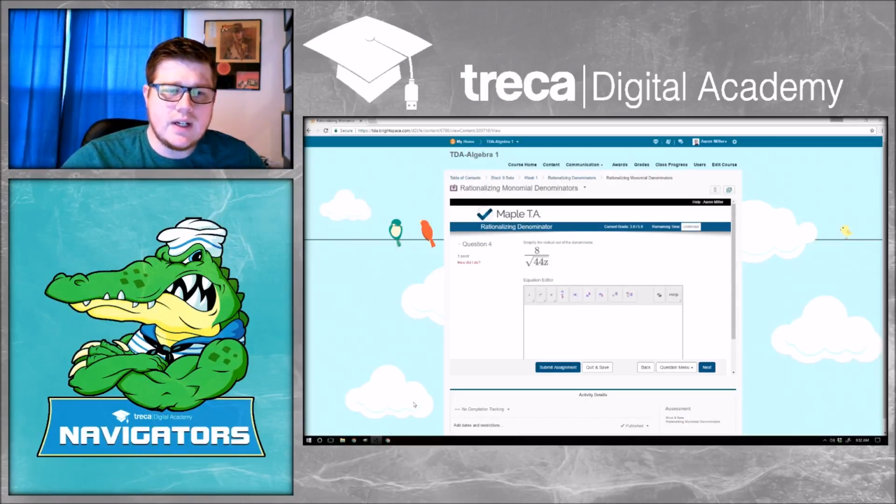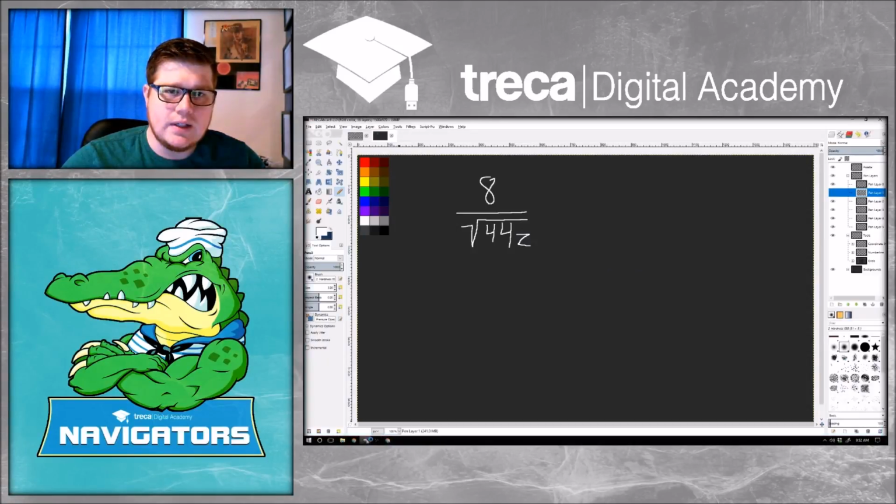So we have 8 divided by the square root of 44z. That's going to look like this, 8 divided by the square root of 44z. And so I want to know what's going to cancel out the square root of 44z. We want that to be a regular number and a variable. We don't want the square root in the way. We want to get rid of the square root. And how do you get rid of a square root?